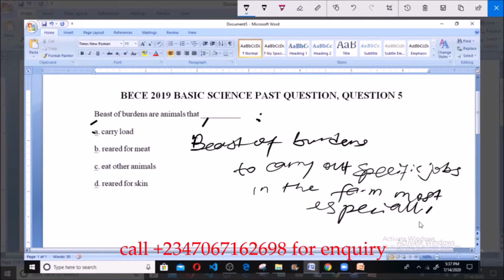They can carry heavy loads. They can transport loads from one place to another. That's why we refer to them as beasts of burden, because that is what they do. And now from the options, A says they carry load, B says they are reared for meat, C says they eat other animals, and D says they are reared for skin.